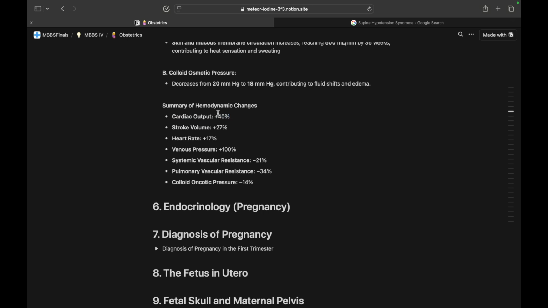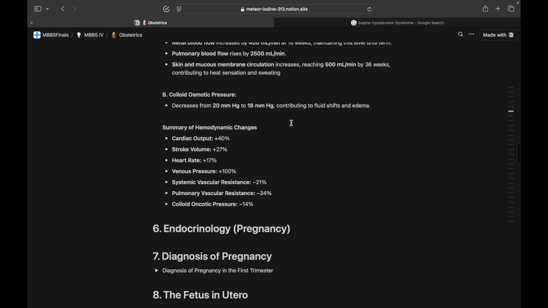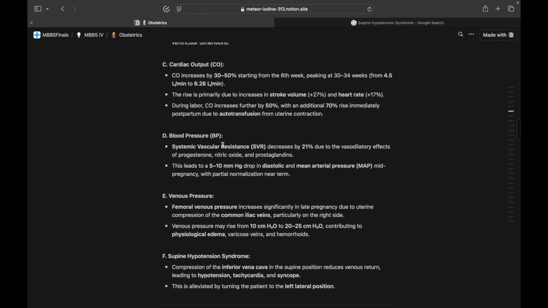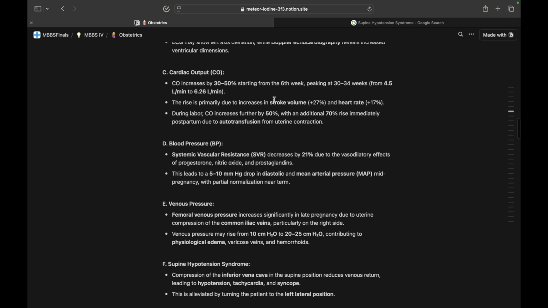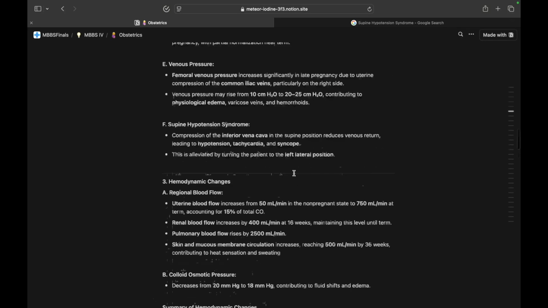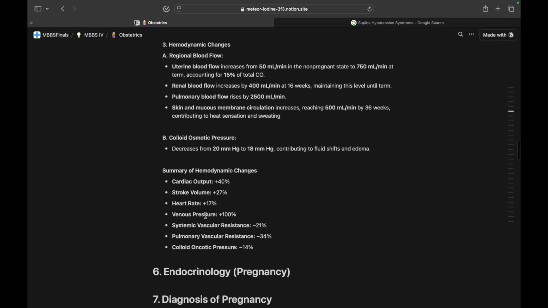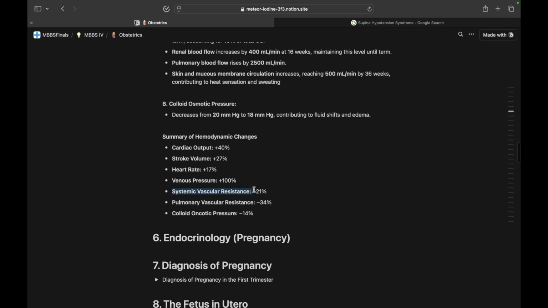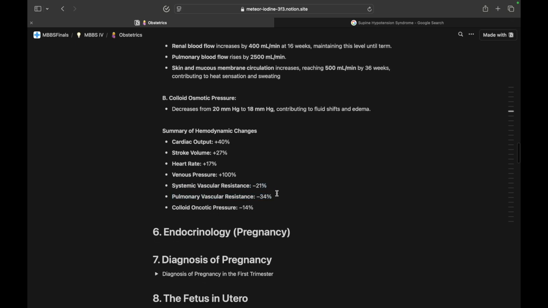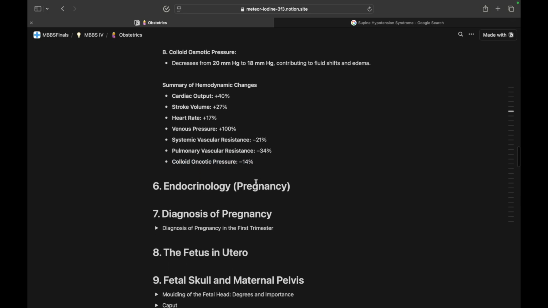So 27 and 17. So 27 by stroke volume, 17 by heart rate. Sorry about that. Venous pressure doubles because of how heavy the uterus is. Systemic vascular resistance decreased by 21%, pulmonary vascular resistance decreased by 34%, colloid osmotic pressure decreased by 14%.